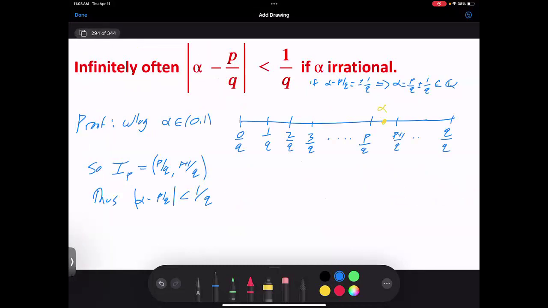Infinitely often, we can approximate any irrational by a rational p over q and be off by at most 1 over q. Well, this isn't that impressive. It's just step, step, step, step. Taking steps of a fixed size 1 over q, I can't hop over by more than 1 over q. So that wasn't a big deal.